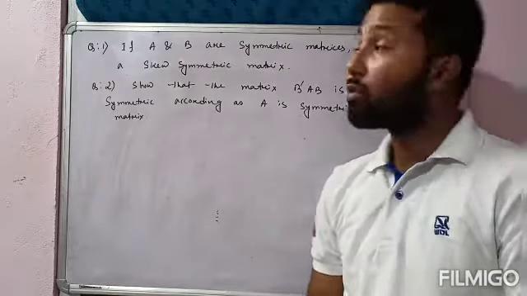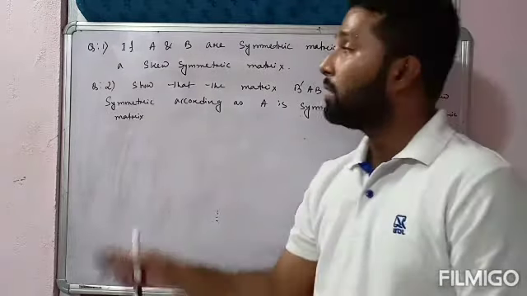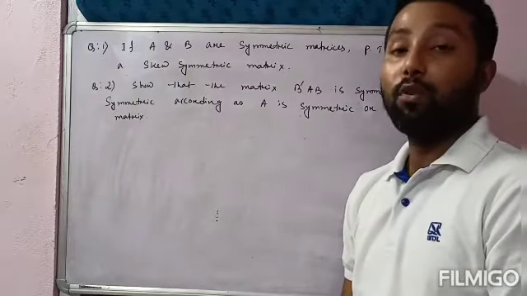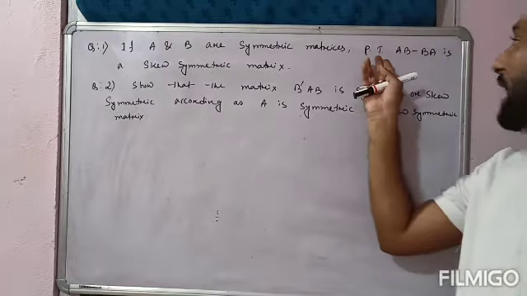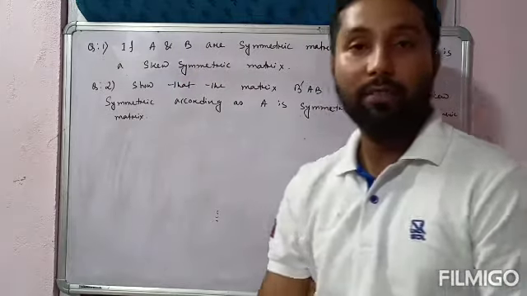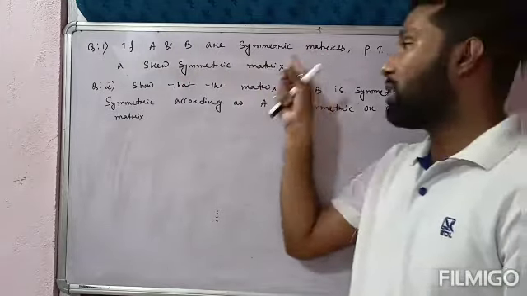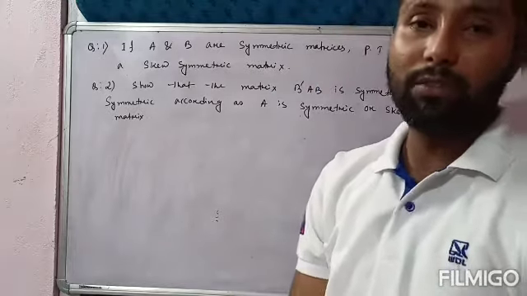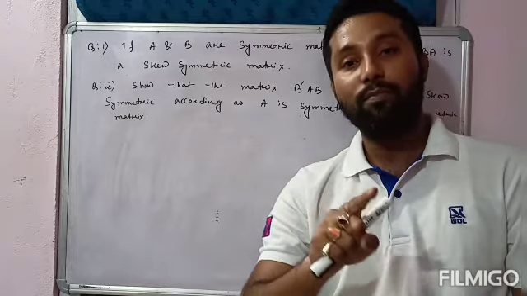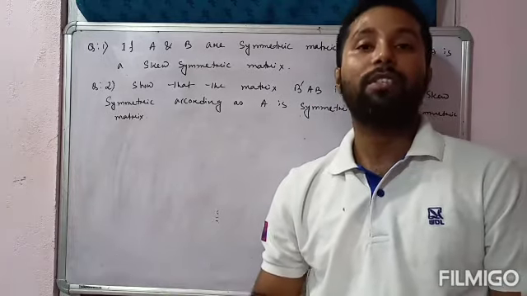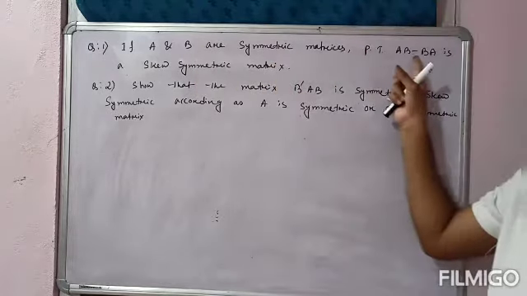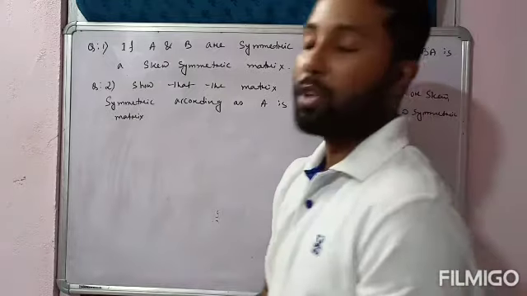So let us discuss some more questions. Question number 1. If A and B both are symmetric matrices, then prove that AB minus BA is a skew symmetric matrix. Once again I am repeating, what is the definition of a symmetric matrix? If A is a square matrix, then if A transpose is equal to A, it is called a symmetric matrix. So if A and B are symmetric, then prove that AB minus BA is a skew symmetric matrix.